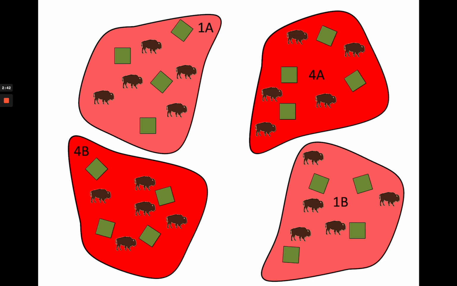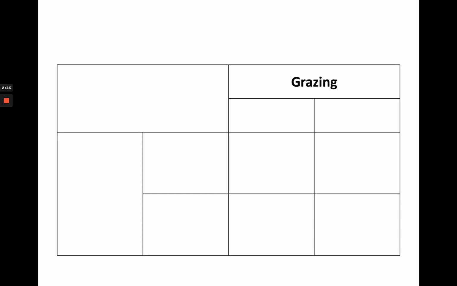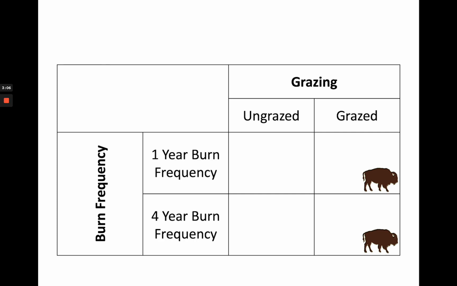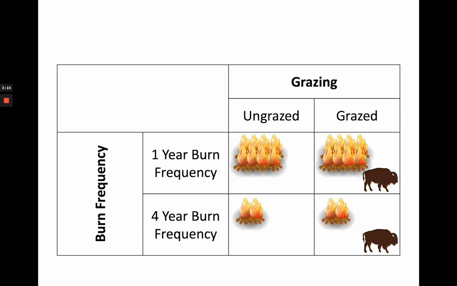Another way of thinking about this is to think about it in a tabular form where we have one effect, which is grazing, and another effect, which is burn frequency. For grazing, we have two treatment levels, ungrazed and grazed. And I like to do this once again with pictures. So in the grazed area, you have bison present. And then in the burn frequency situation, we have 1 year burn frequency and 4 year burn frequency. The 1 year burns are getting fire more frequently, and the 4 year burns are getting fire less frequently.